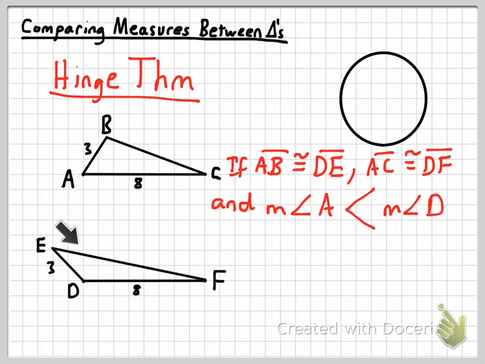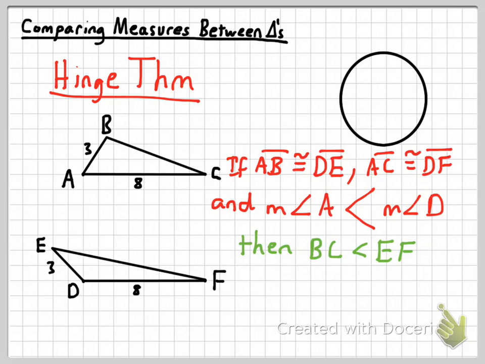is less than the measure of the other included angle, D. All right, if this one is less than this one, then the sides opposite those angles, the third sides of the triangle, have to have this relationship. BC would have to be less than EF, because everything else is the same, but it's across from a smaller angle than what EF is.